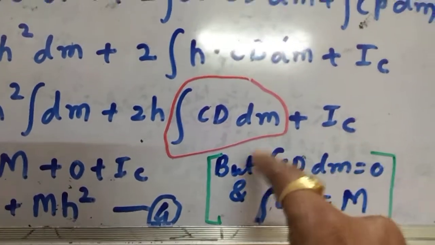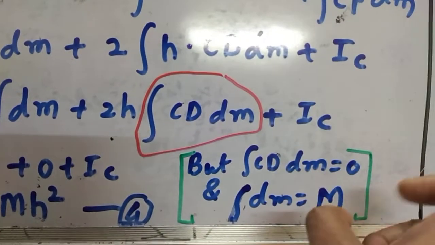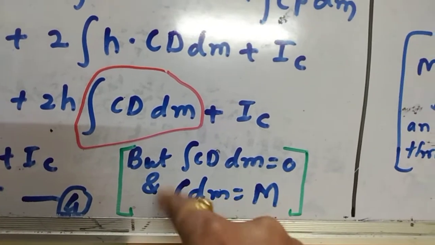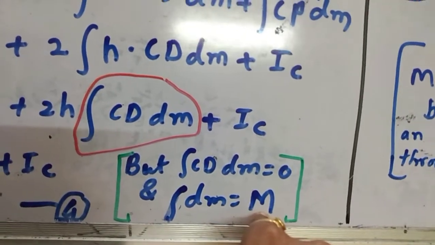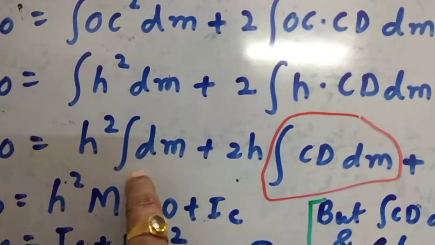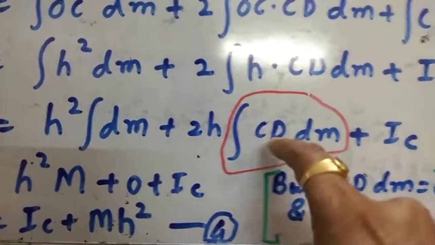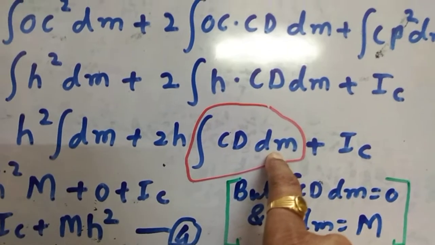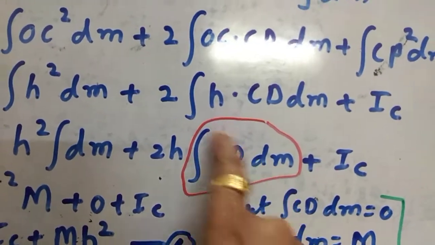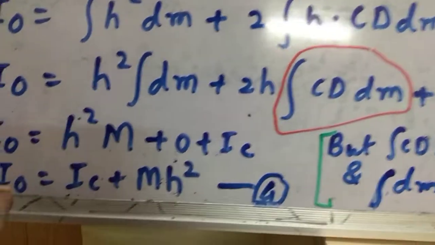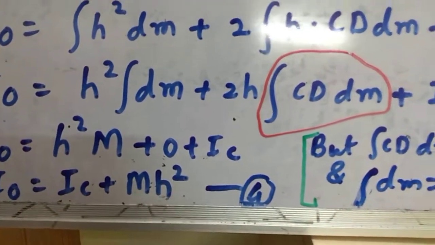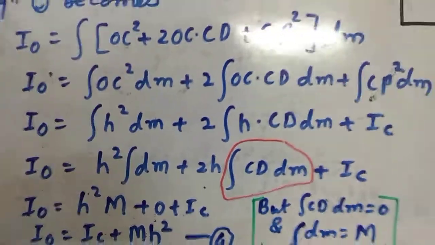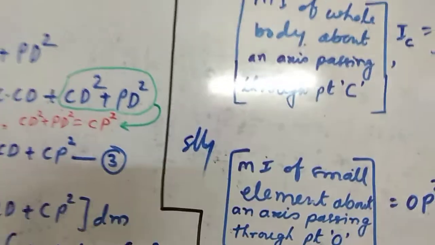But we know that the moment of the mass about the center of mass is equal to 0. So therefore integration of CD dm is equal to 0, and integration of dm is the whole mass of the body. So we can write integration of dm is equal to M, and integration of CD dm, which is taken about the center of mass, is 0. So therefore the product is 0. Therefore IO is equal to IC plus MH square, and in this way we proved the parallel axis theorem. So it is very important from the examination point of view.